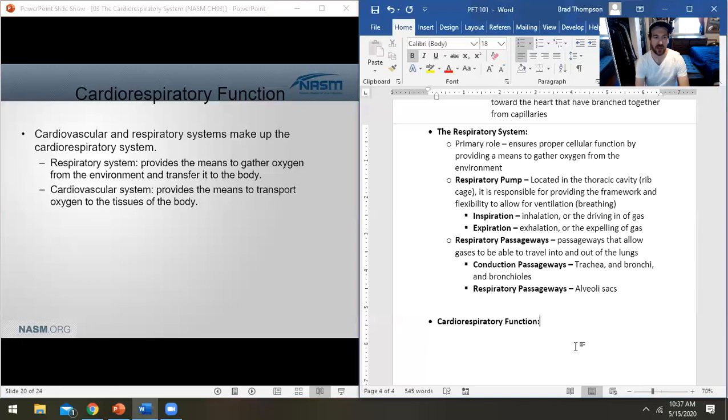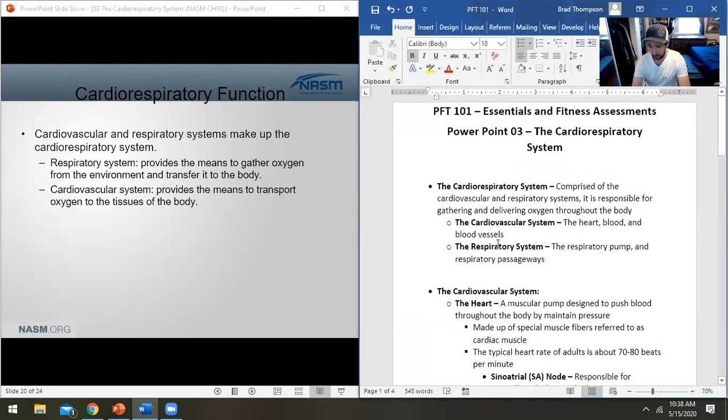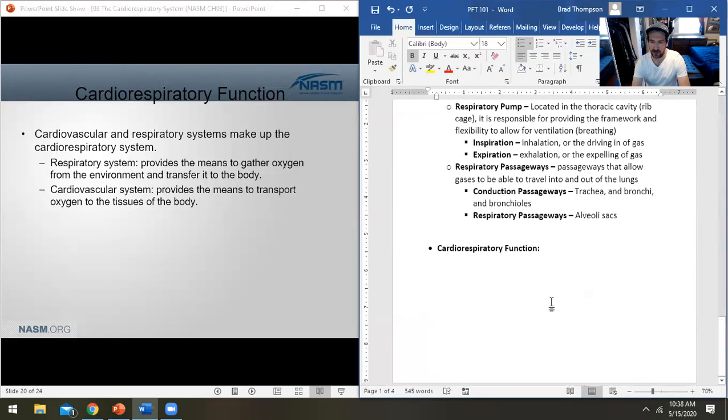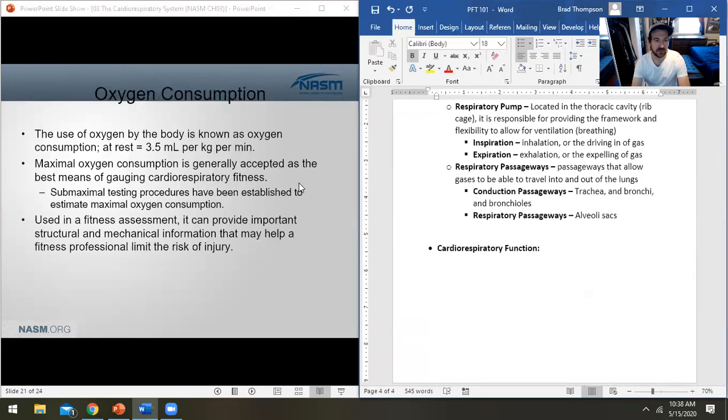Your respiratory system is going to provide the means to gather oxygen from the environment, and your cardiovascular system is going to provide the means for transporting all of that oxygen. We already put that up here. Cardiovascular system, actually responsible for gathering and delivery. Yeah, we put it up there. So let's go ahead and look at actual oxygen consumption here.